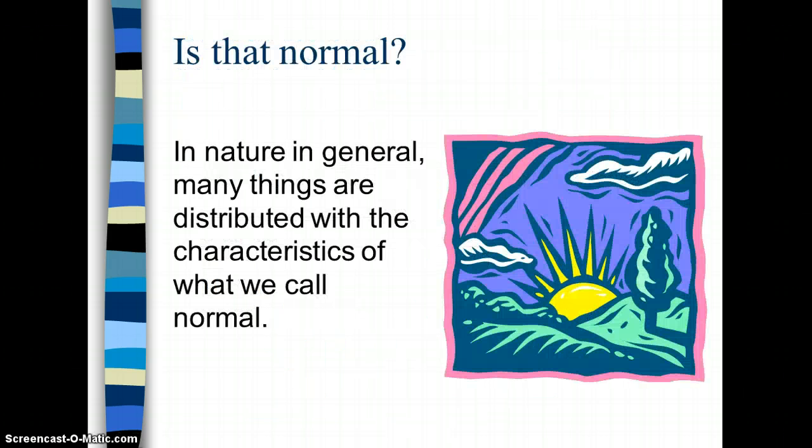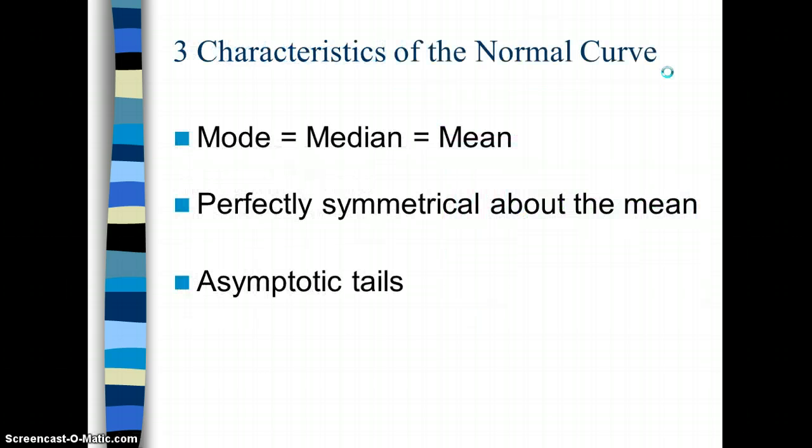So let's go back to talking a little bit about what a normal distribution is. In nature in general, there are a lot of things that are distributed with the characteristics that we would call normal. So this normal distribution that we keep talking about really exists in nature a lot, which is one of the reasons why we use it.